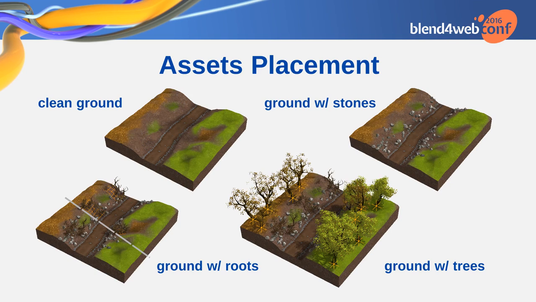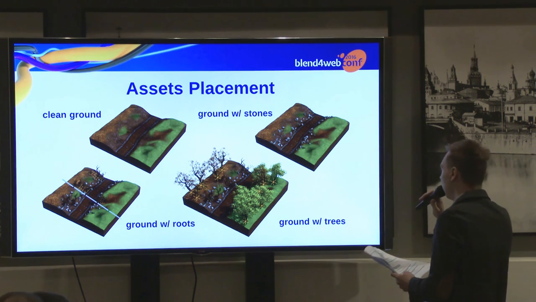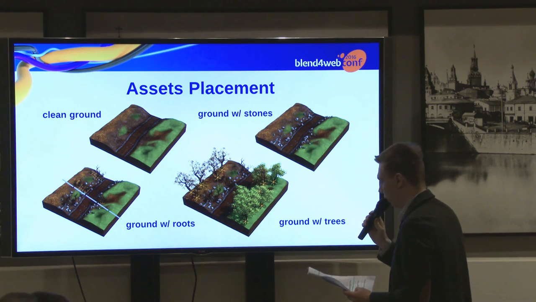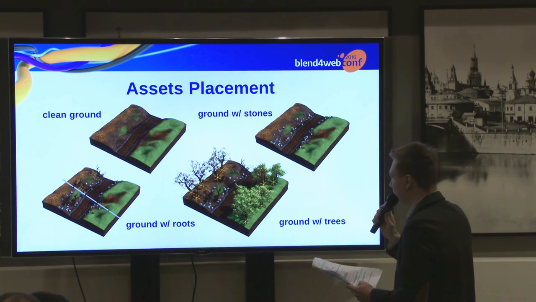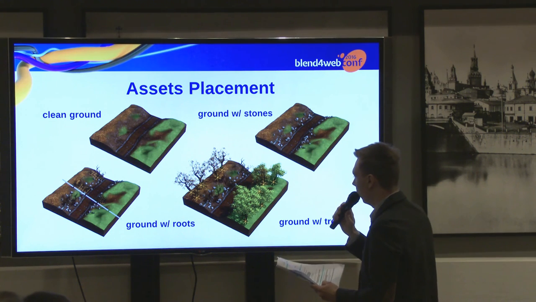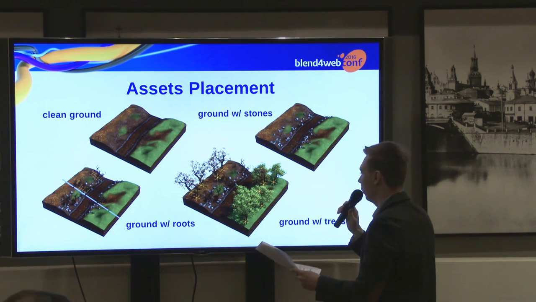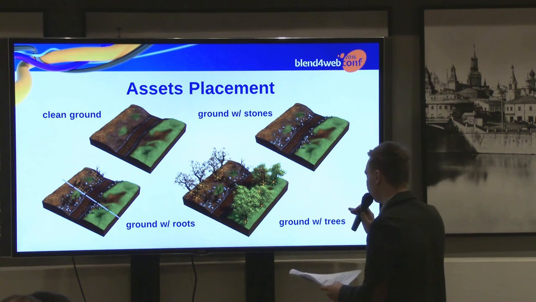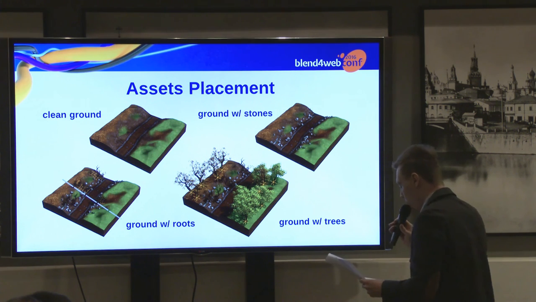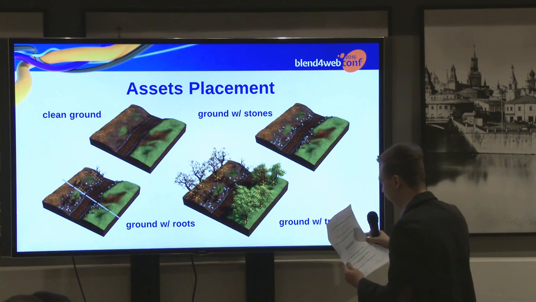So let's see how it looks. In the top left corner, you can see a clean ground without any objects and assets added to it. In the top right corner, you can see stones added directly on the main terrain geometry using a particle system. In the bottom left corner, you can see a particle system on small emitters. They are shown as an orange wireframe, and in this particle system a bush was added, and then these emitters were placed on the terrain geometry. And in the bottom right corner, you can see trees added to the terrain geometry using dupli groups. Next, please.